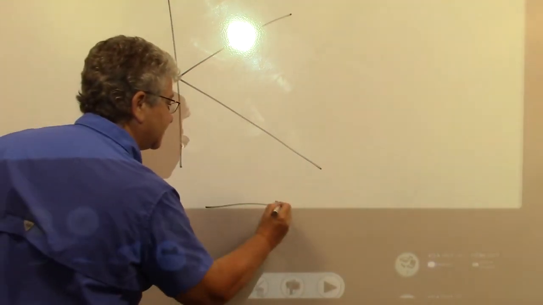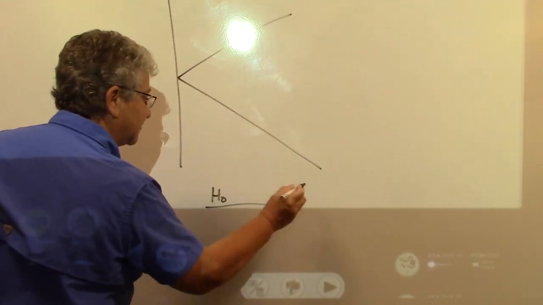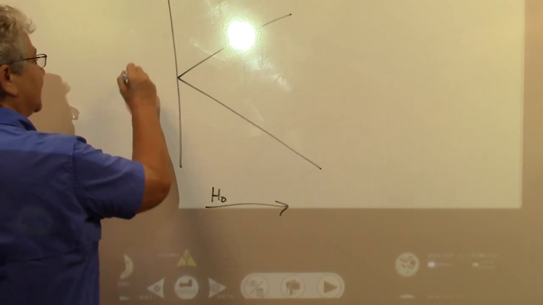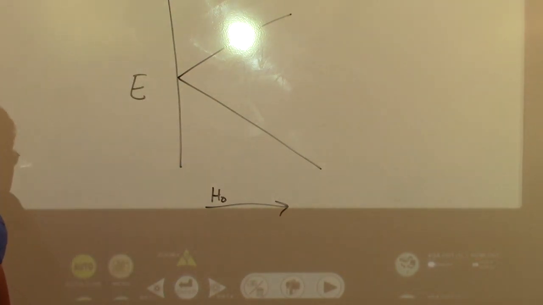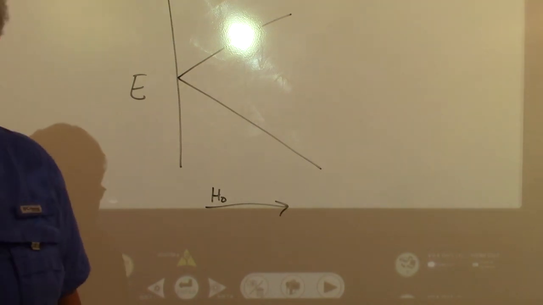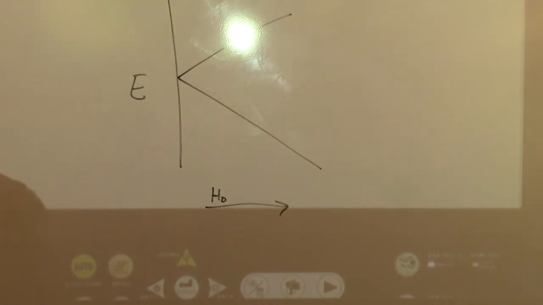And this is magnetic field increasing, right? And this axis is energy. Okay? So you get a picture that looks like this. Yeah, you can see that.